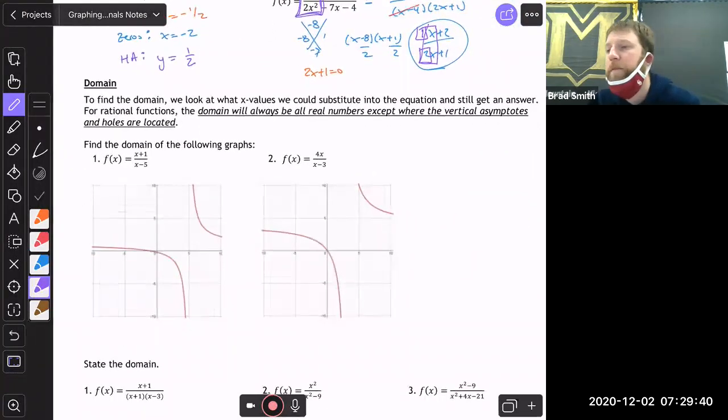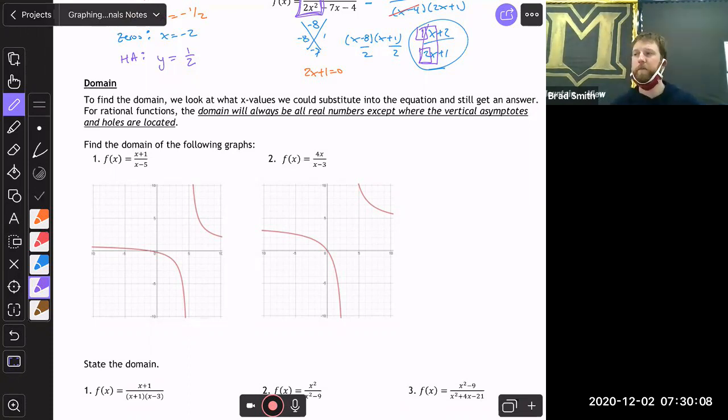All right, domain. Last thing I want to talk about before we get to a graph. To find the domain, we're going to look at the x values that we could substitute into the equation and still get an answer. That's the definition of a domain, every x that has a y. So for rational functions, the domain will always be all real numbers except for your vertical asymptotes and your holes. So we're going to find our vertical asymptotes and our holes, and it's going to be all real numbers except for those.